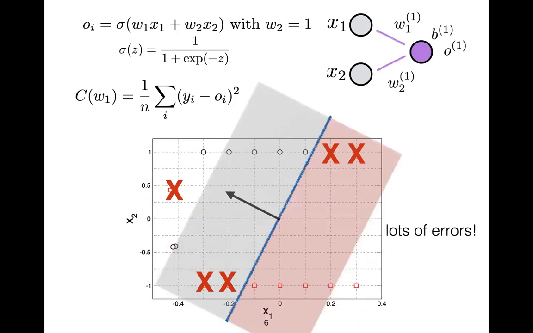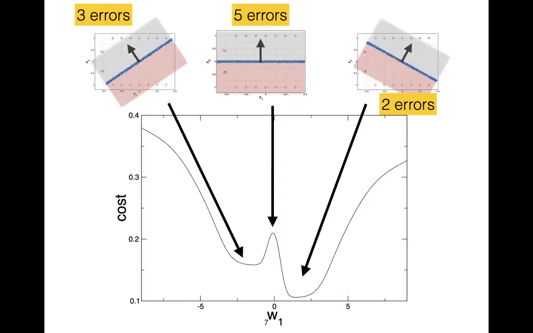If I set W1 to be very negative numbers, I make lots of errors. Of course, if I set W1 to extreme values, I make lots of errors. So if I plot the cost as a function of W1, I see this plot. This is the actual plot that is computed.